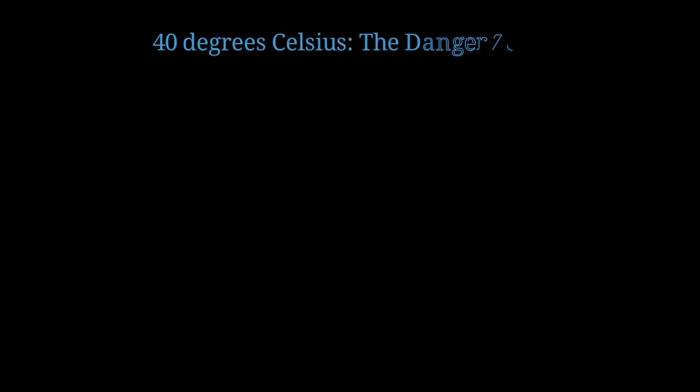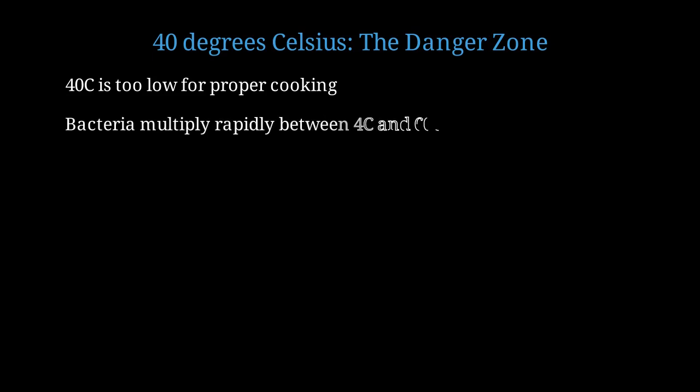At 40 degrees Celsius, we are in what food scientists call the danger zone. But what happens at this temperature? 40 degrees Celsius is too low for proper cooking. This temperature is barely above body temperature. Bacteria multiply rapidly between 4 and 60 degrees Celsius. At 40 degrees, we're right in the optimal range for bacterial growth.